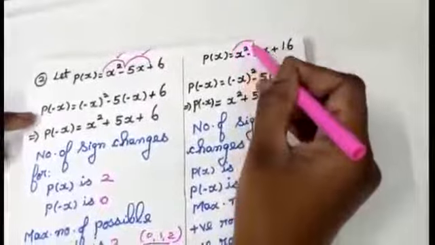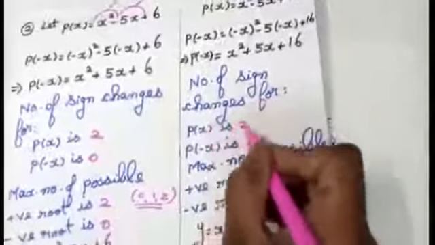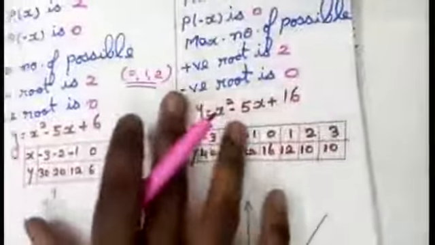So coming to this part, they have given you the second question. If you see the sign change, positive to negative, negative to positive, 2 times. For P of minus x, here there is no sign change. So the number of sign changes for P of x is 2, and 0. Maximum number is the same: positive 2, negative 0.